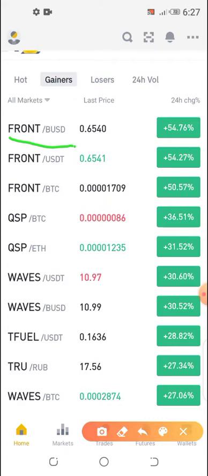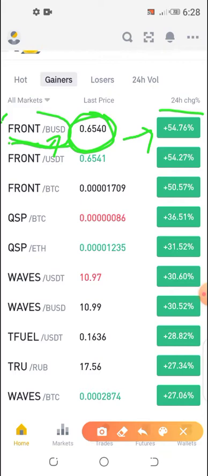Now in this case, cryptocurrencies are in pairs. So in this case, we are trading the front, which is the name of this cryptocurrency, relative to what? The BUSD. And this is the current price as at that time. So one front is equivalent to 0.6540 BUSD. That is how it's being exchanged. And within the last 24 hours, this token or coin has gained positively 54.76% as at this time.